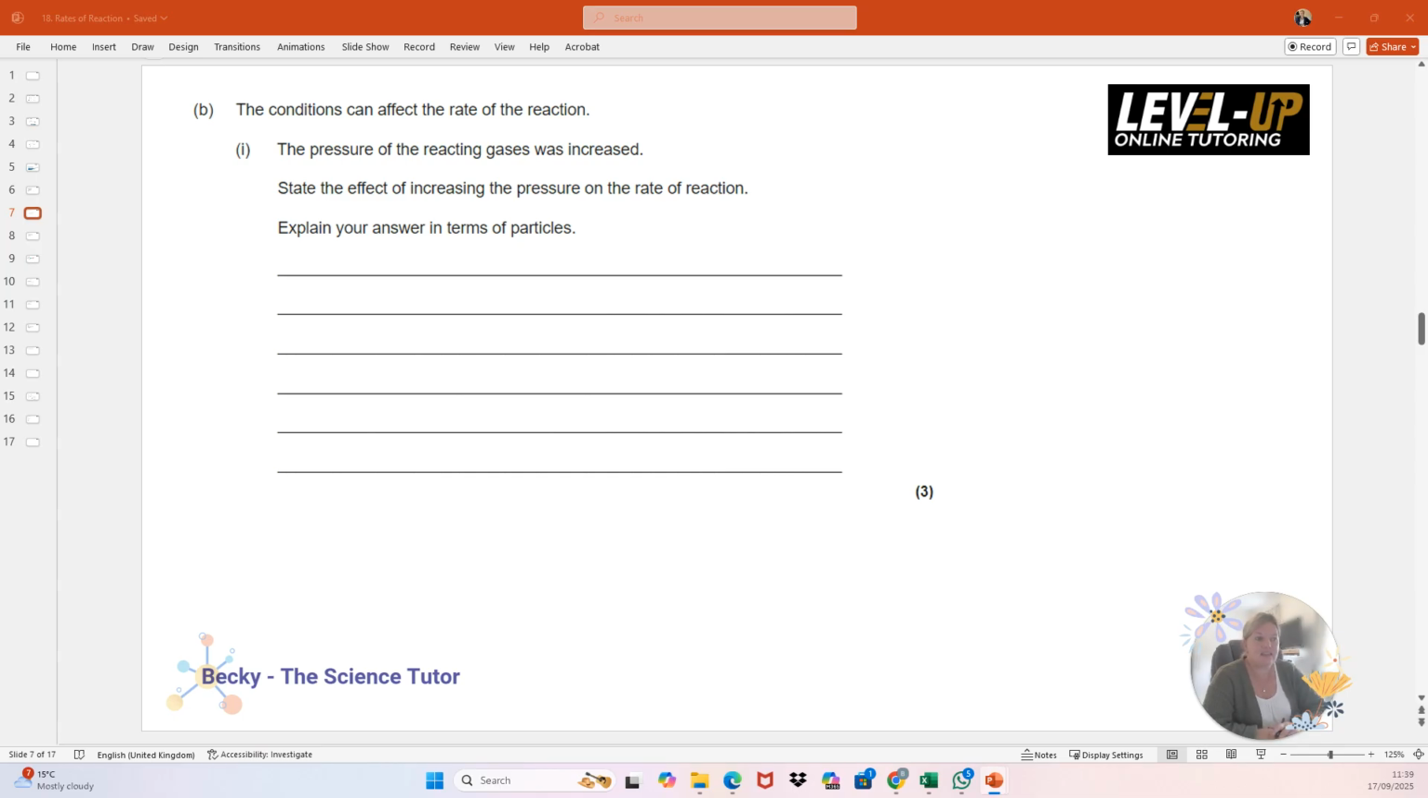State the effect of increasing the pressure and explain your answers in terms of particles. So we have 3 marks available. We've got 2 parts to this question: state and explain. So state the effect of increasing the pressure. That is going to be that the rate increases. Now we need to explain in terms of particles. So why? This is because the particles are closer together.